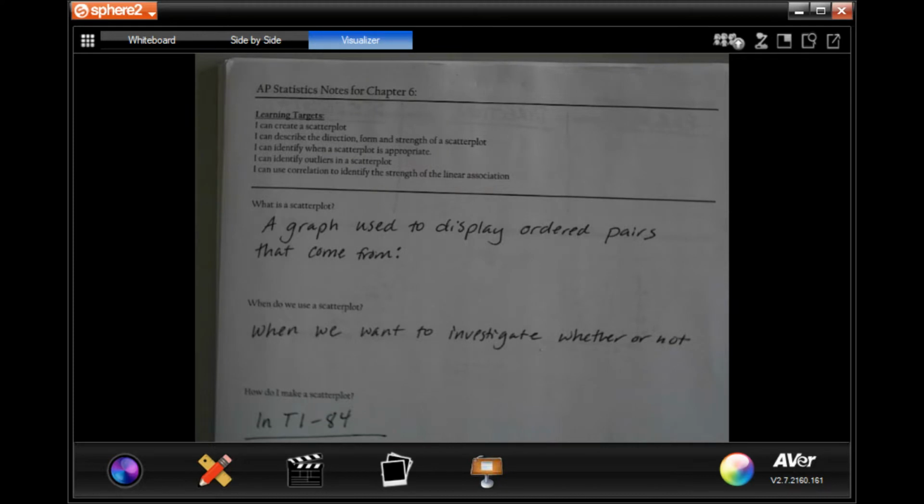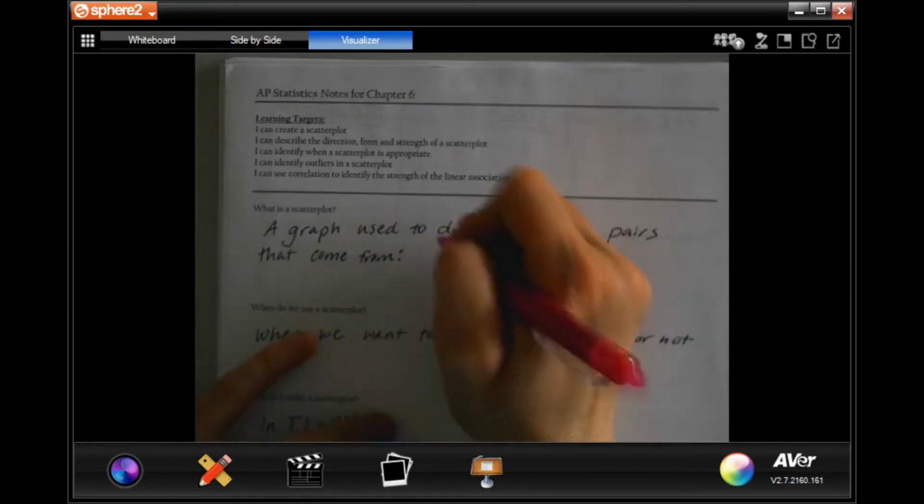We're going to talk about scatter plots. So what is a scatter plot? It is a graph used to display ordered pairs that come from two measures being taken.